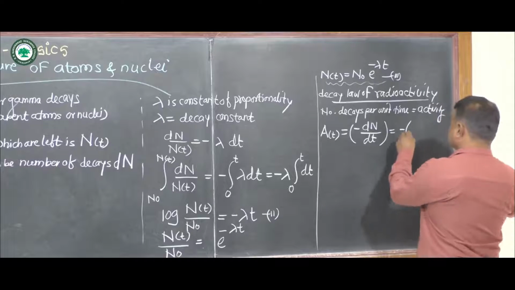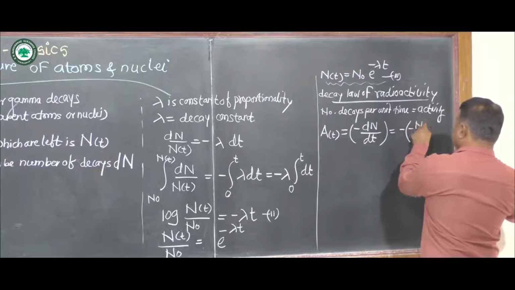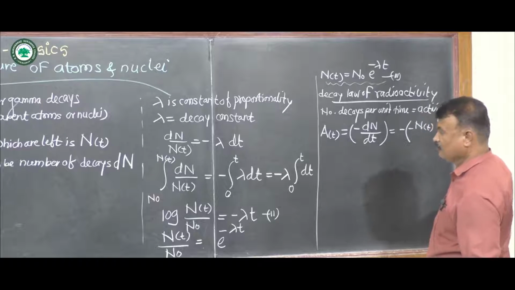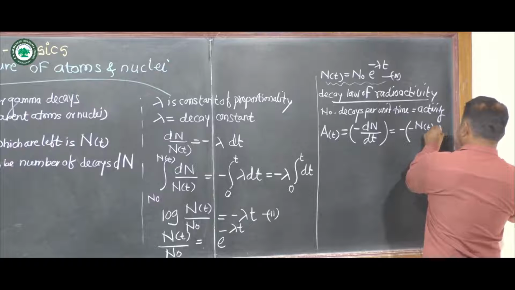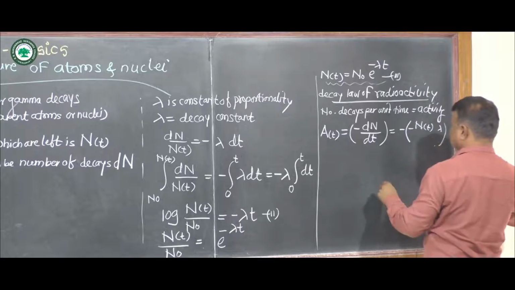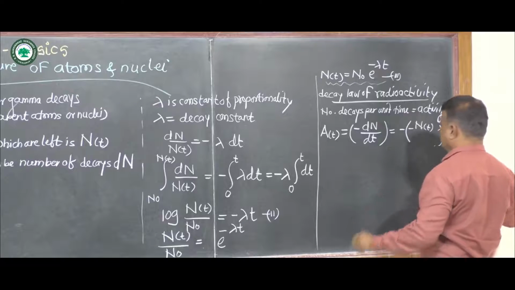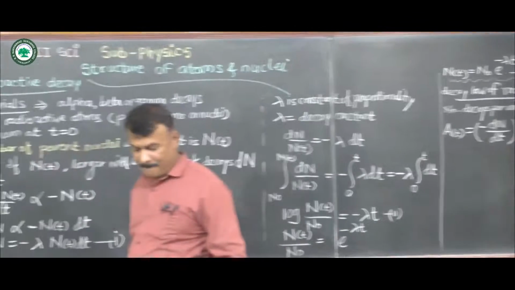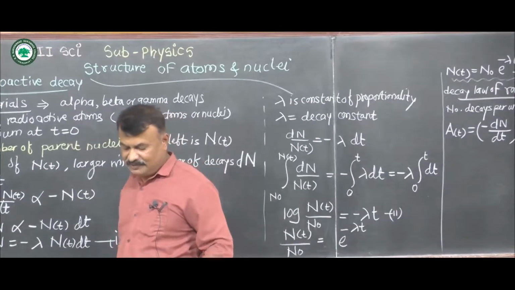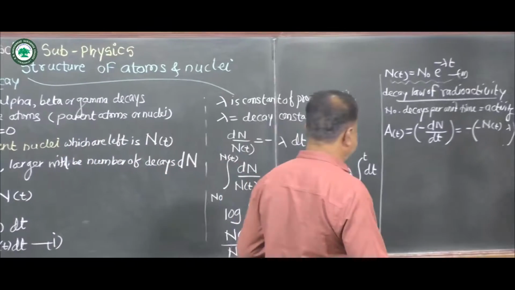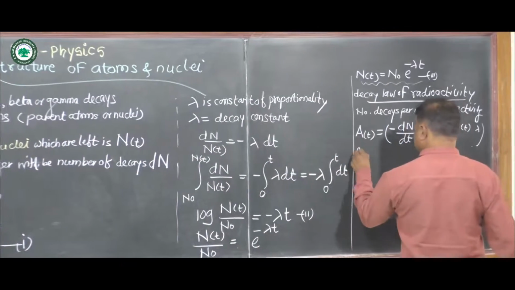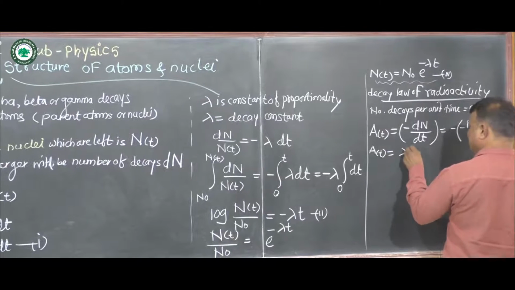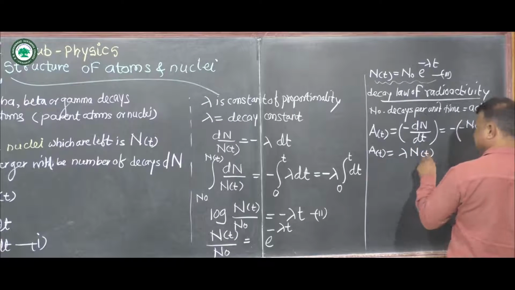So we get At is equal to minus, in bracket, minus Nt into lambda. This minus minus will become plus, and then we get At is equal to lambda into Nt.